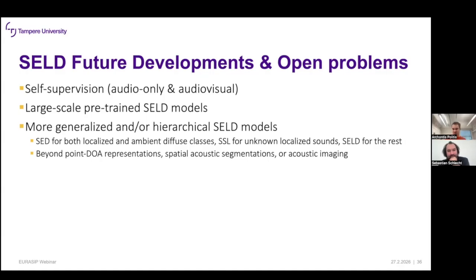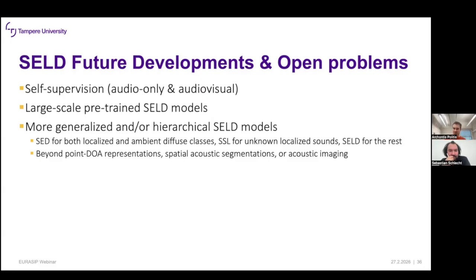Then one can imagine more general and/or hierarchical SELD models where we don't just detect directions for these specific classes, but they are more open and flexible. They can detect sound events both for localized or ambient diffuse sound classes without location information, or do sound source localization at the same time for out-of-target-class localized sounds, and then do SELD for the rest. So such a model can cover many more real cases in a way.